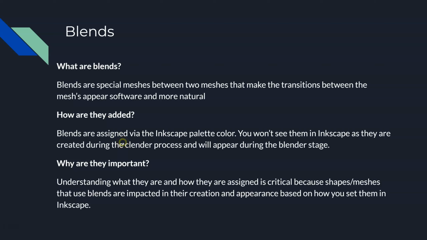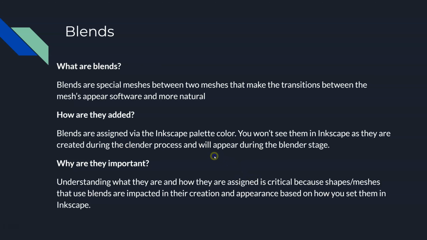Okay, so why are they important? Well, it's very critical to understand, because the shapes and meshes that use blends are impacted in their creation and appearance based on how you set them in Inkscape. So you need to understand which shapes have blends and how they're used, and which shapes don't have blends, because in some cases you might not want to use blends. But for the most part, the major shapes like your fairways, your semis, your greens, your tee boxes, you want them to have blends because A, they're close to the golfer, you want them to look nice, and B, there's lots of those transitions. And if they have hard edges, it's just not that good looking. Okay.